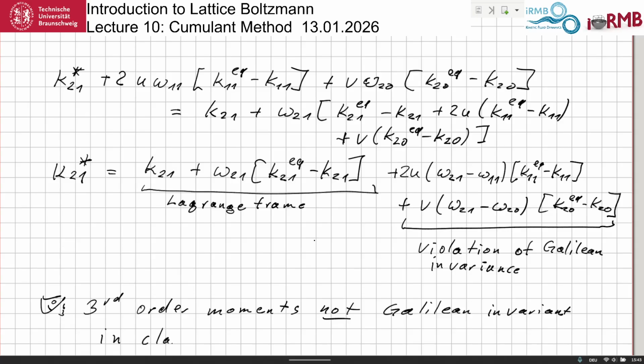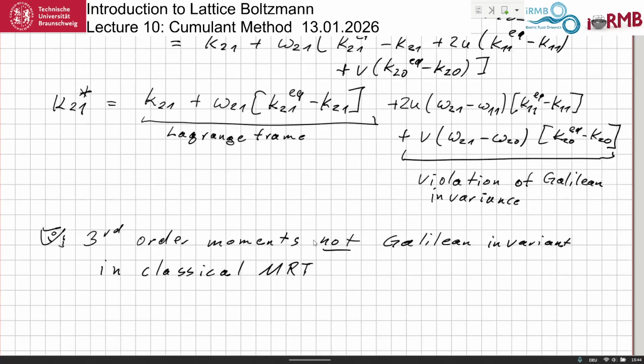In the classical, so classical in this context means in particular using raw moments. Okay, before I come to this other point, I want to point one other thing out. We like to bash BGK, because BGK is not very stable, but BGK obviously has an advantage.